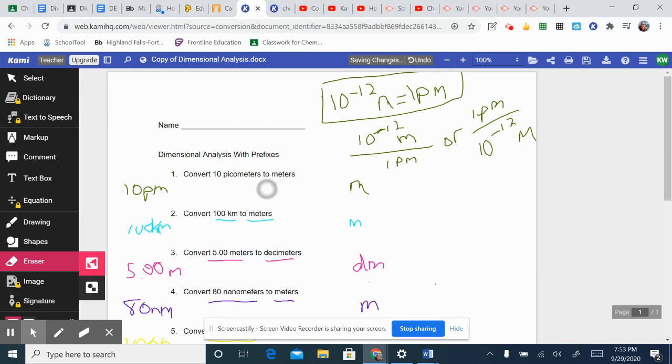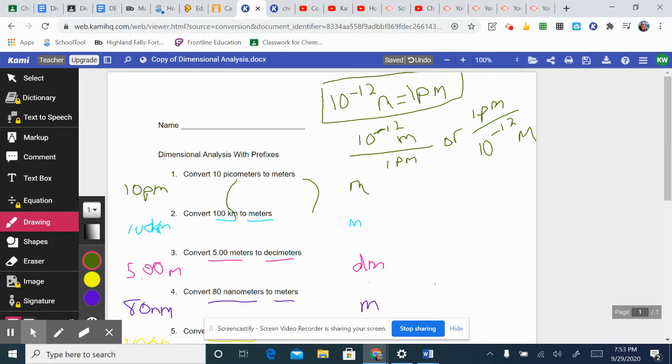Okay, so in our parentheses for our first one, which way do you think I should write it? This first way or the second way? If you said the first way, you are correct because we need our units of picometers to cancel.